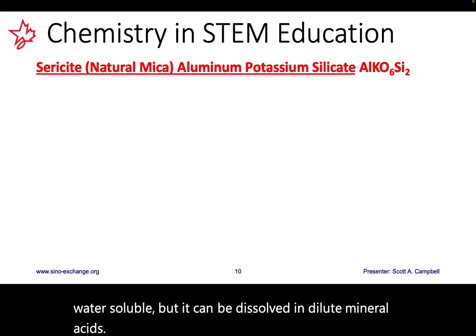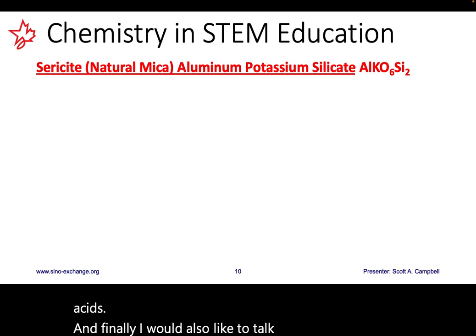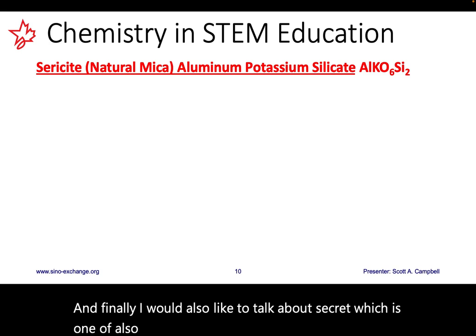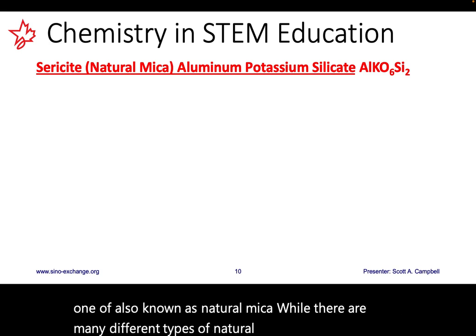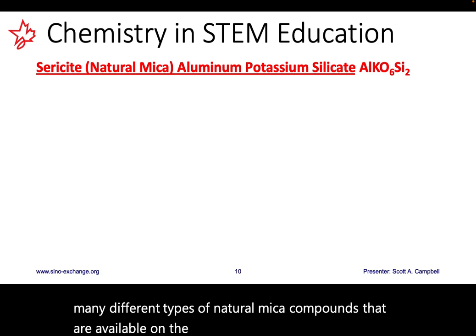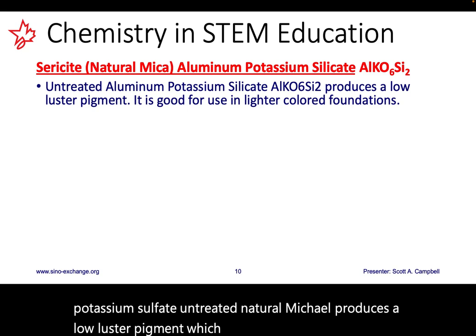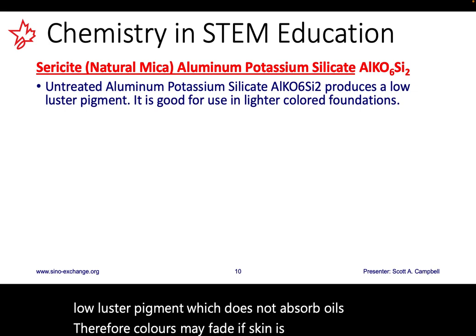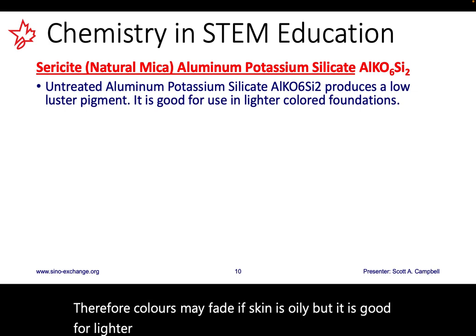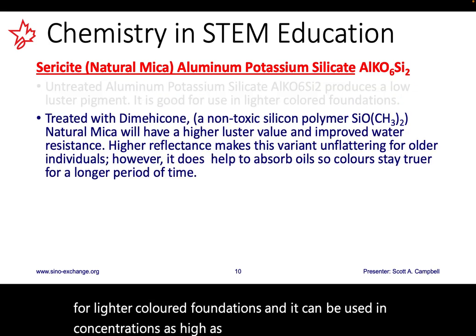And finally, I would also like to talk about secrete, which is also known as natural mica. While there are many different types of natural mica compounds that are available on the market, we used aluminum potassium silicate. Untreated, natural mica produces a low luster pigment which does not absorb oils. Therefore, colors may fade if skin is oily, but it is good for lighter colored foundations and it can be used in concentrations as high as 100%.